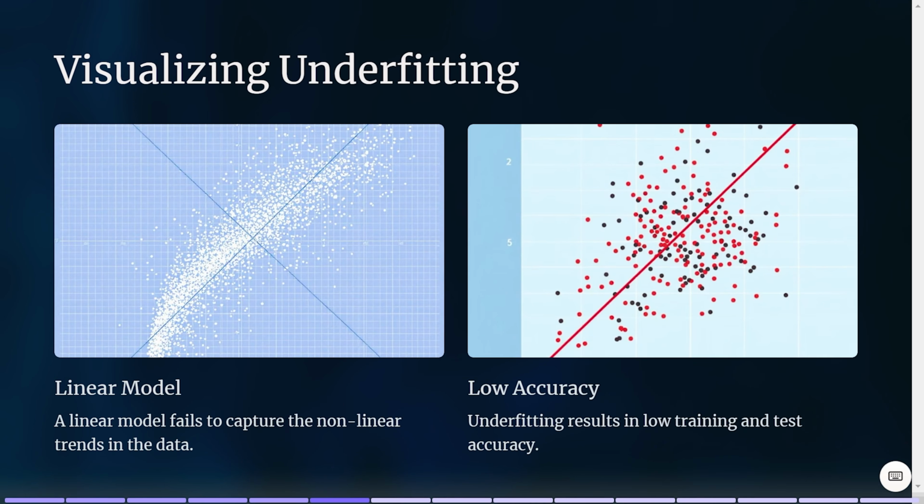Now let's look at underfitting. This happens when the model is too simple to capture the data's complexity. Imagine trying to use a straight line to model a clearly curved trend. It just doesn't work. Underfitting is like relying on a vague set of directions to navigate a city. You miss important landmarks and end up lost. The result is poor accuracy on both training and test data.